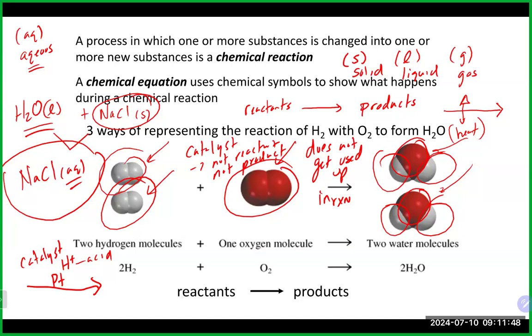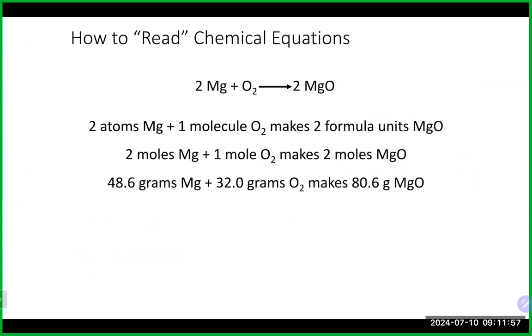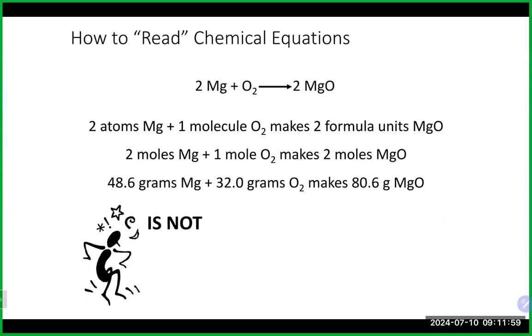So a catalyst is typically there to speed up a reaction. It's not considered a reactant, not considered a product, still there at the end of the reaction, and does not get used up in the reaction.